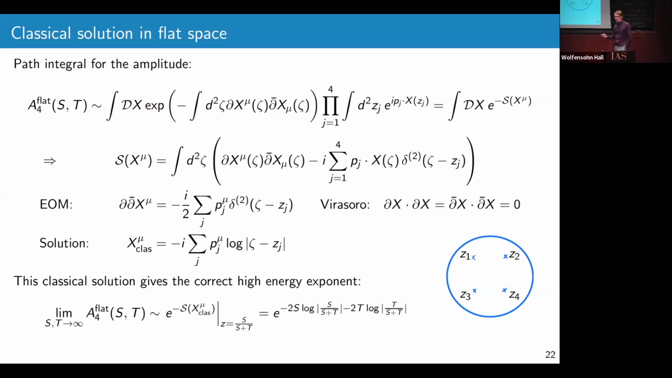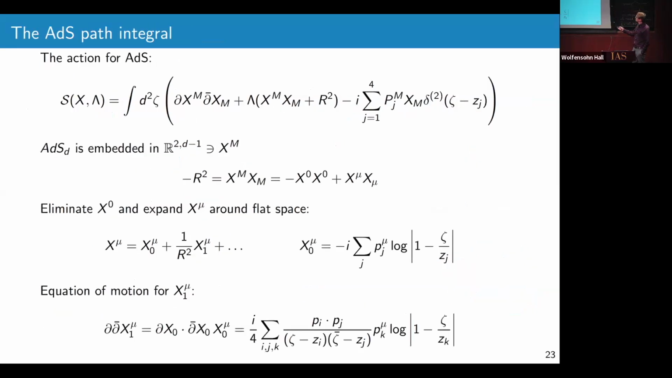How can we generalize this to AdS? We write essentially the same action. The difference is this new term where the Lagrange multiplier lambda ensures that x is now an embedding coordinate for AdS. So x squares to minus R. And we can use this relation to solve for, or eliminate, x0, and then we expand x mu around flat space. So the leading classical solution is again the flat space solution, and we can plug this into the equation of motion for x1 to get this equation of motion that we now have to solve to get x1.